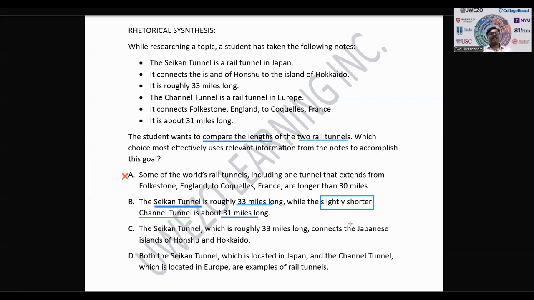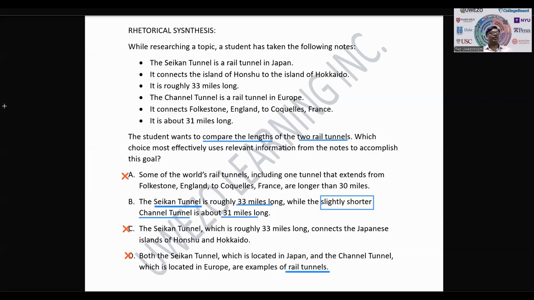Option C says the Seikan tunnel, which is roughly 33 miles long, connects the Japanese islands of Honshu and Hokkaido. Here we are talking only about one tunnel. So option C cannot be your answer. Option D says both the Seikan tunnel, which is located in Japan, and Channel tunnel, which is located in Europe, are examples of rail tunnels. Now here we are talking about both the tunnels, but we are actually showing a similarity, that both are rail tunnels. So not showing a comparison, not showing us a difference, actually showing similarity. So option D also cannot be your answer.